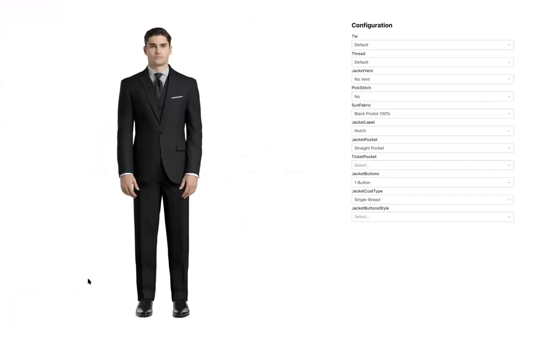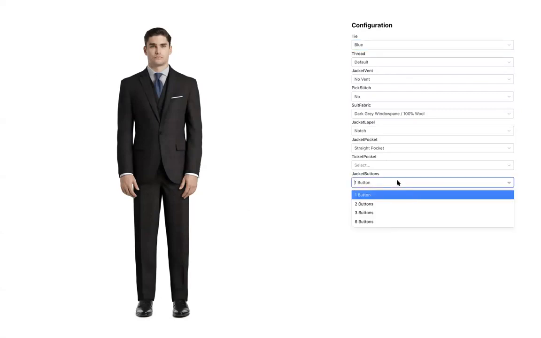And so one of the things I like to highlight here is simply the level of configurability and the level of customization that our customers are able to deliver to their clients. So here we have the suit that Hillary was walking through a few minutes ago. And what I can do is customize any aspect of the suit that is available. So I can change different fabrics here in this case. We can change the tie. We can change literally any aspect of this suit, the cut, the style, the number of buttons.